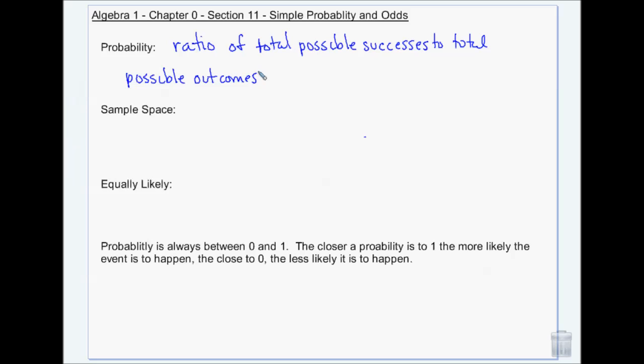So yeah, let's say you have a bag of marbles and you want to pull out either a red or a blue one. Well, your successes would be the total number of all of the red and all of the blue marbles in the bag. That's successes, what you want to happen. And then the possible outcomes would be the total number of marbles in the whole bag, all colors put together. Okay, and that's the sample space. The sample space is the total number of all possible outcomes, or in the case of marbles in a bag, it's all possible objects.